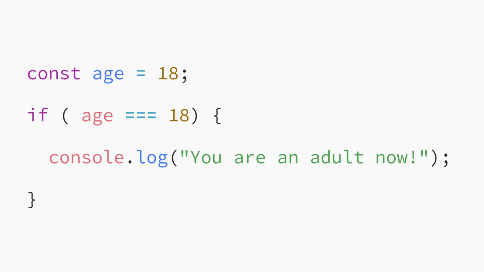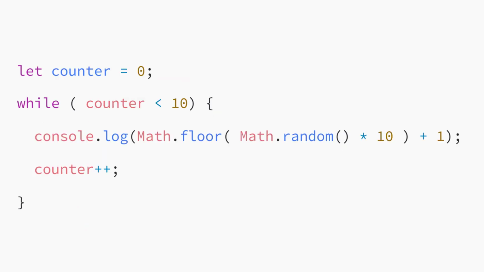For example, the if statement runs a block of code if a particular condition is true. An if statement looks like this. Inside the parentheses goes a condition. If the condition is true, then the code inside the code block runs. In this example, if the value stored in the variable age is the number 18, then a message displays in the console. Loops use conditions in a similar way.